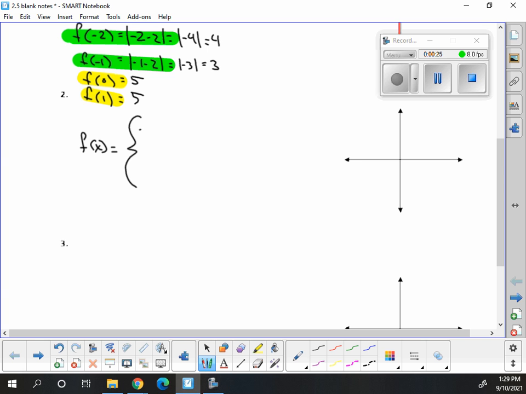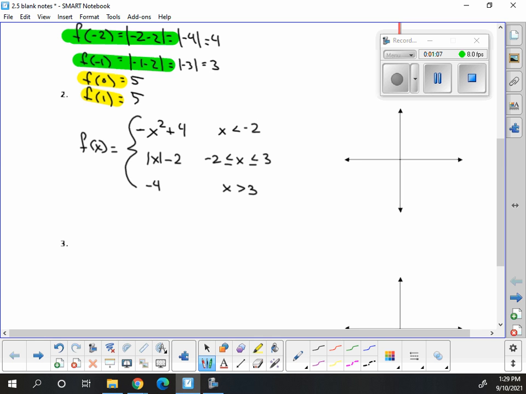Negative x squared plus 4 when x is less than -2. And then we're going to have the absolute value of x minus 2 when x is greater than or equal to -2, but less than or equal to 3. And then I'm going to have -4 when x is greater than 3. So that's my function. It's in 3 parts.